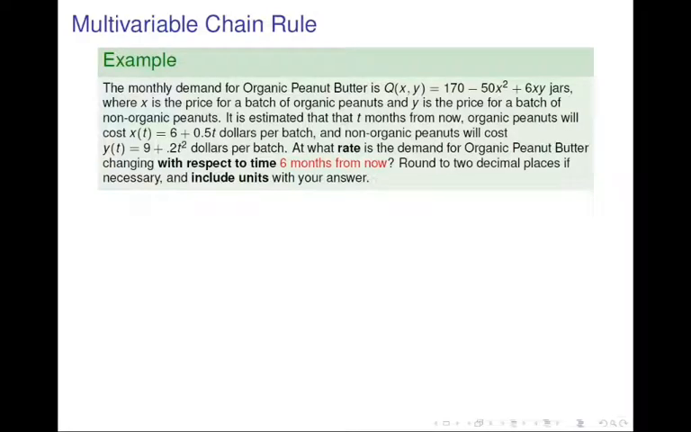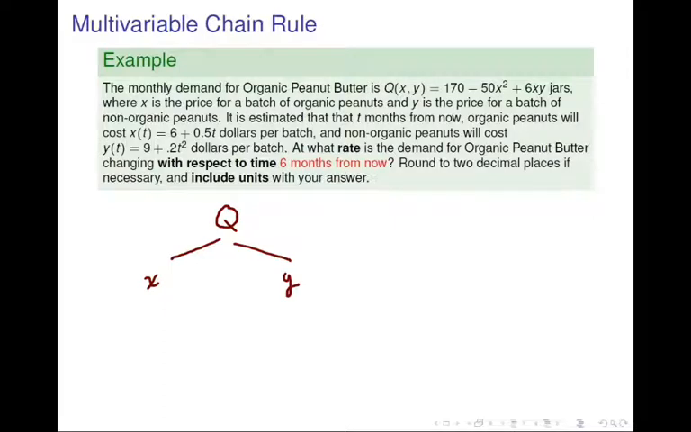In this example, I will illustrate to you a business application using multivariable chain rule. The number of organic peanut butter jars depends on the price of the organic peanut butter and the non-organic peanut butter at any given time. We're interested in knowing how the number of organic peanut butter jars changes with respect to the time 6 months from now.